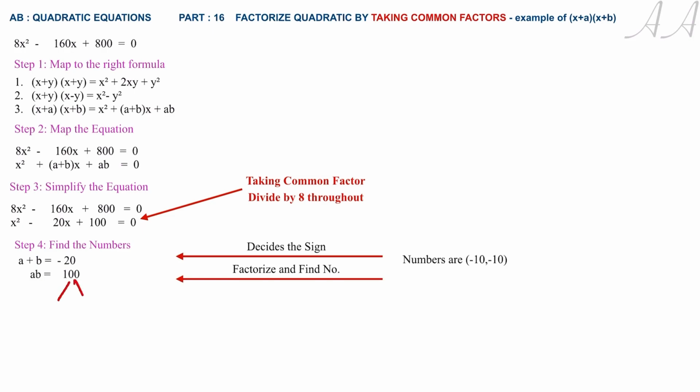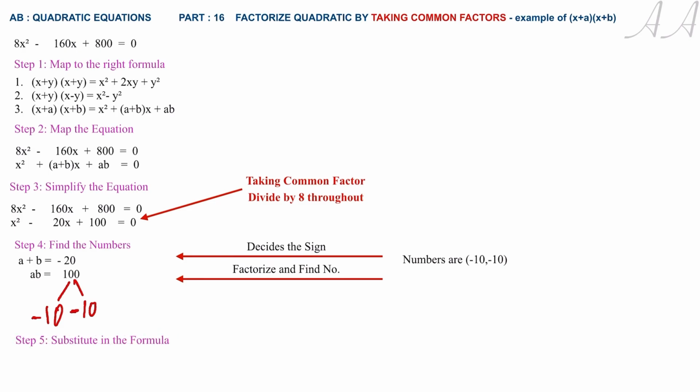So 100 is equal to 10 and 10. 10 and 10 make 20. But this is a negative 20. So we will have to have negative 10 and negative 10. So don't forget, guys, ab is for factorizing and finding numbers, and a plus b is for deciding the sign. So the numbers are negative 10 and negative 10.